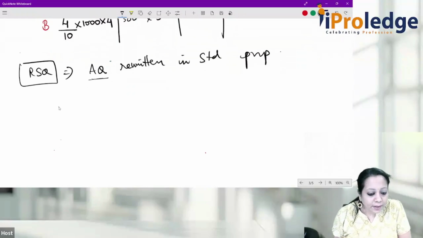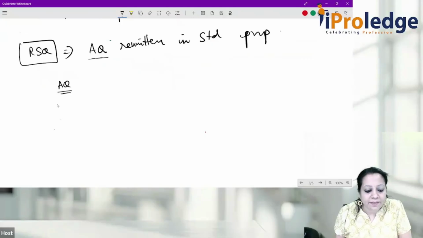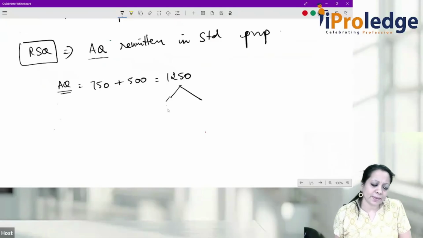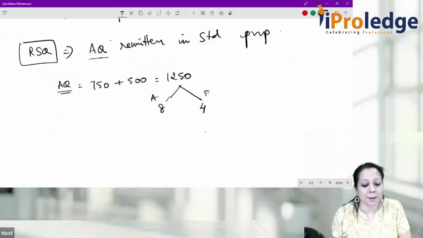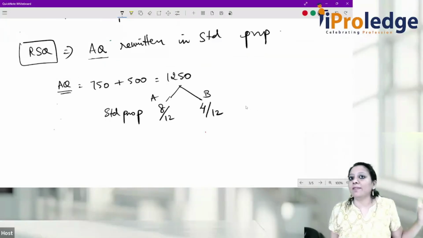So now, what is the actual quantity, students? Here we wrote 750 and 500. 750 plus 500. How much is that? 1250, no? That should be rewritten in standard proportion. 8 is to 4, no? Correct? 8 is to 4 is the standard proportion. That means 8 by 12 and 4 by 12, isn't it, students? Those of you who think, ma'am, I will get confused in this, no problem.